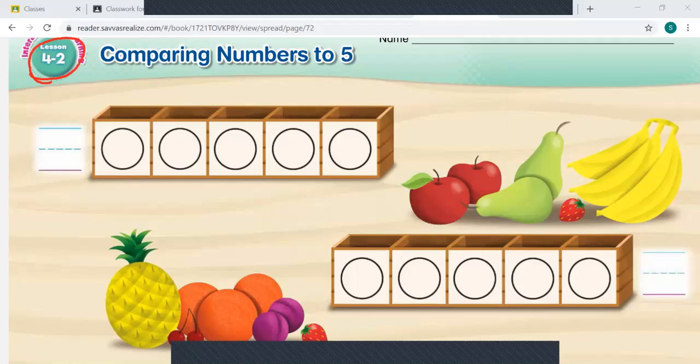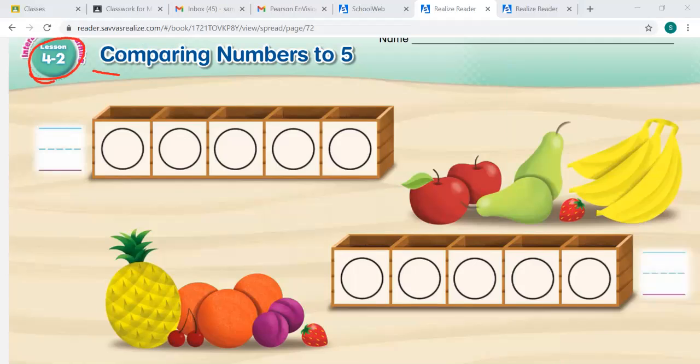We are on lesson 4-2, comparing numbers to 5. You've already learned how to compare numbers. You will learn how to compare numbers to the number 5 in this lesson. Let's look at our work mat.